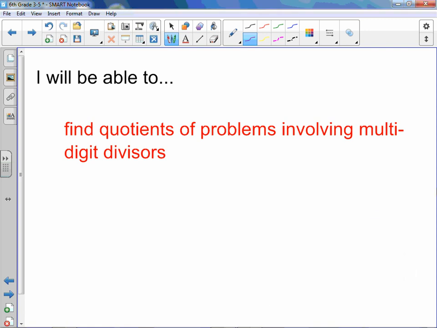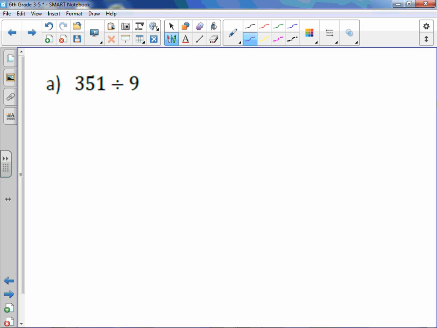Chapter 3, Lesson 5, Divide Multi-Digit Numbers. You will be able to find quotients of problems involving multi-digit divisors. So really all we're doing is dividing, and we will get remainders for some of our answers. So just divide. 351 divided by 9.